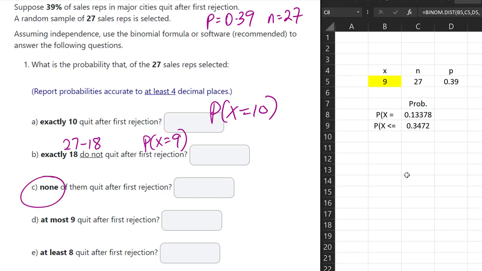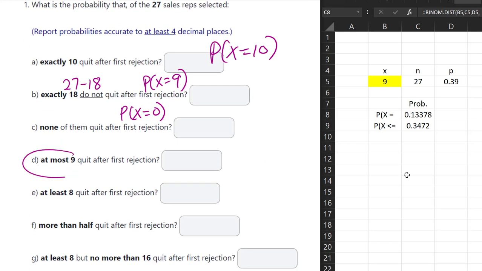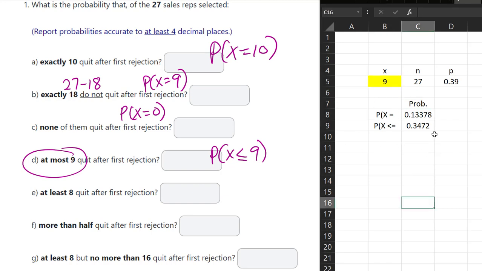So none of them quit after first rejection. It just means X equals 0. So we're going to put X equals 0 there. Now at most 9 means maximum 9. So we're looking for the probability that X is less than or equal to 9. So we already have that here. Just that we're going to be using the cumulative value here.